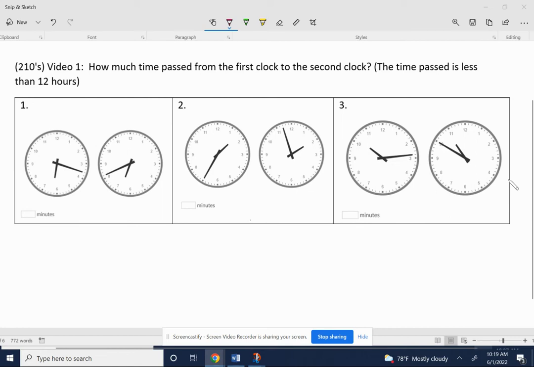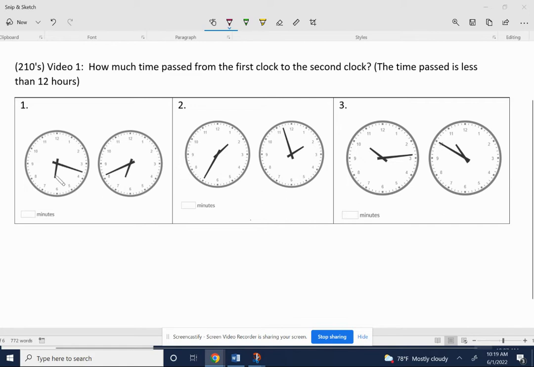Okay, this set of problems is that we're finding elapsed time. How much time has passed from the first clock to the second clock? Keep in mind when you're reading a regular analog clock, the short hand is the hour and the long hand is minutes.